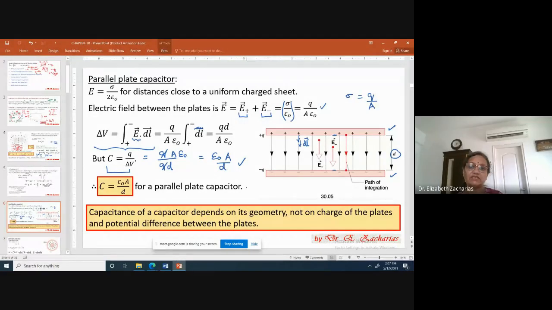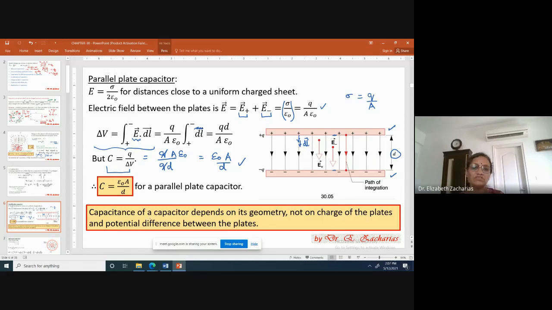Area of the plate, not cross section. A is the area of the plate. What is D? D is the gap between the plates. And epsilon naught is the electrical constant of the medium inside.